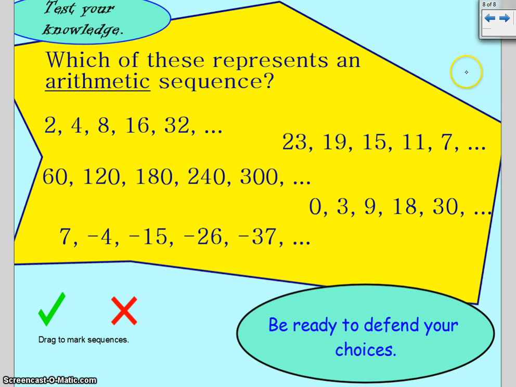Where, what, and when did you watch the video? Give me a summary of the video and any questions you still might have regarding arithmetic sequences.